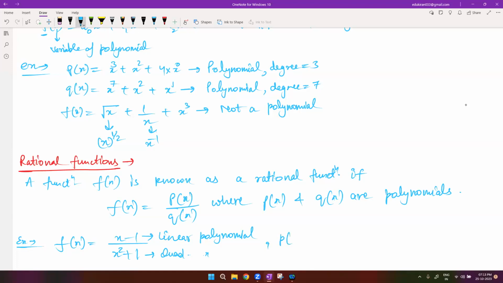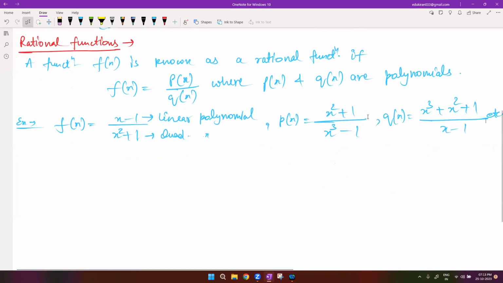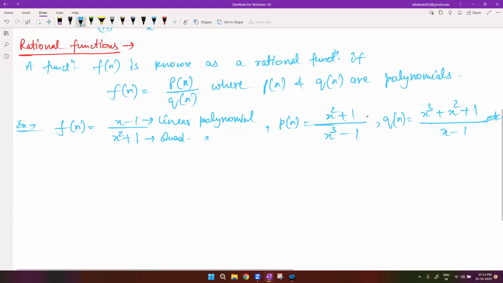Now let's see some more rational functions. This is also a rational function. Then this is also a rational function. So all of these can be defined as rational functions. Very simple. Rational functions are basically ratios of polynomials. Simple, right? You can ask me if you want to ask anything.